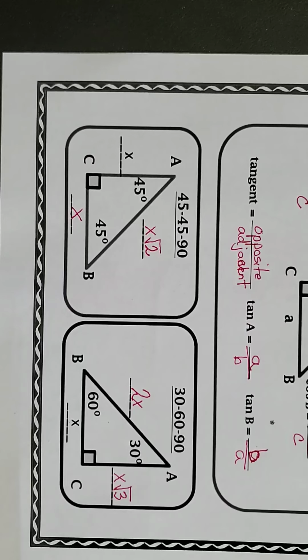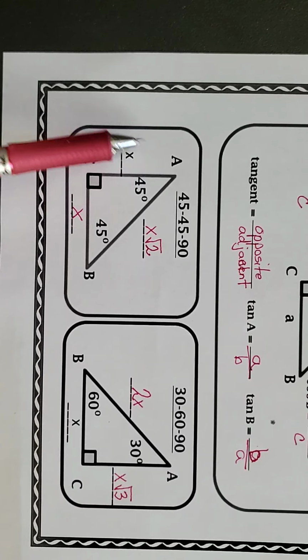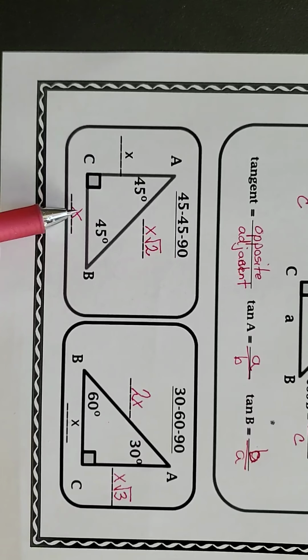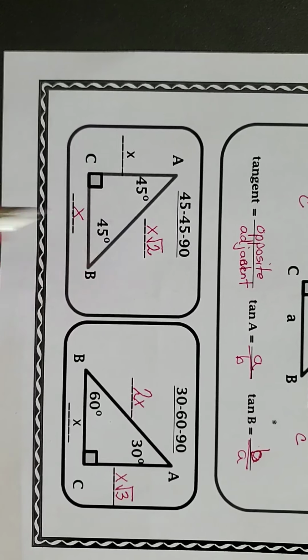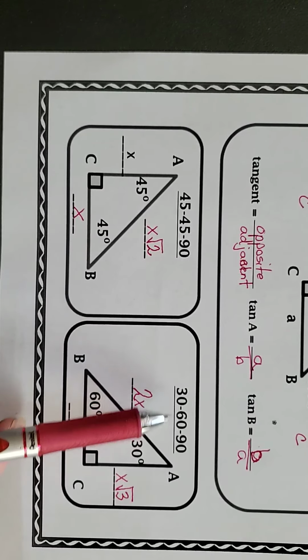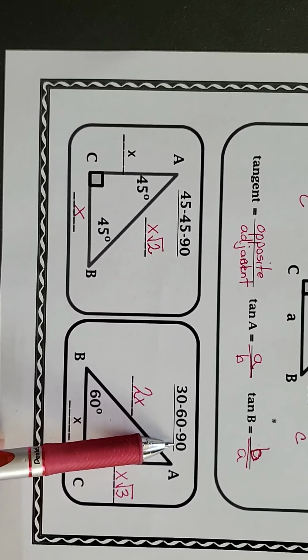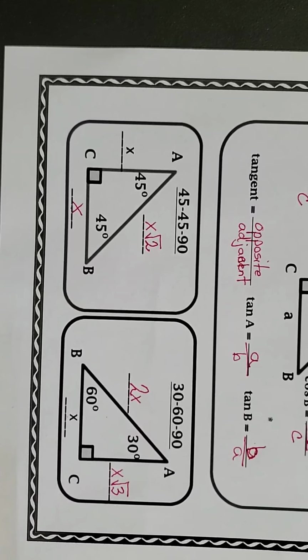How do you remember that? Well, I look at the 45-45-90. Two of these sides are the same, so there must be a root 2 involved. I look at a 30-60-90 triangle. These are all multiples of 3, and so there must be a root 3 involved. That's how I remember it. You can figure out your own little gimmick to remember that piece.